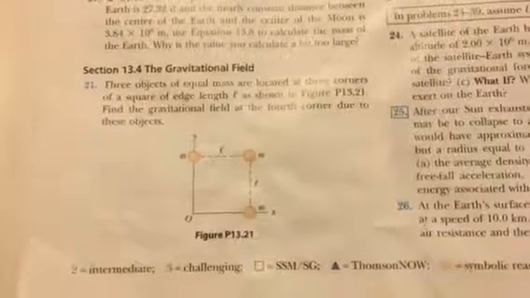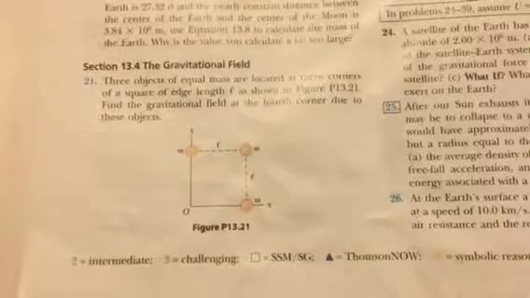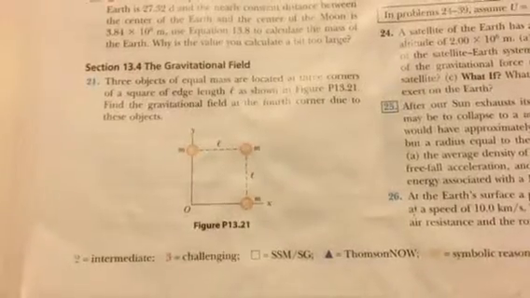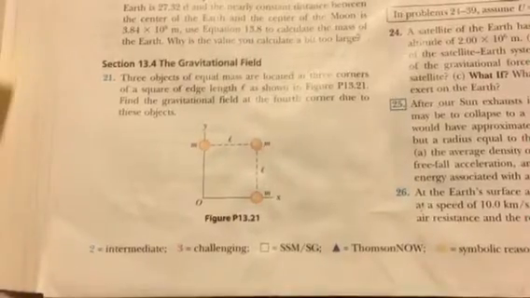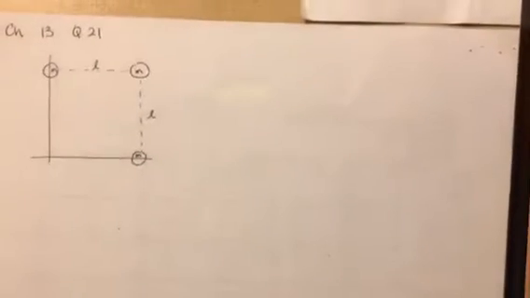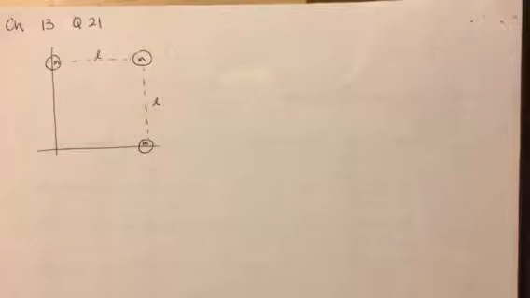So this is question 21 in chapter 13, and it reads, 3 objects of equal mass are located at 3 corners of a square of edge length L as shown in the figure. Find the gravitational field at the 4th corner due to these objects. So to do so, you're going to want to find acceleration.